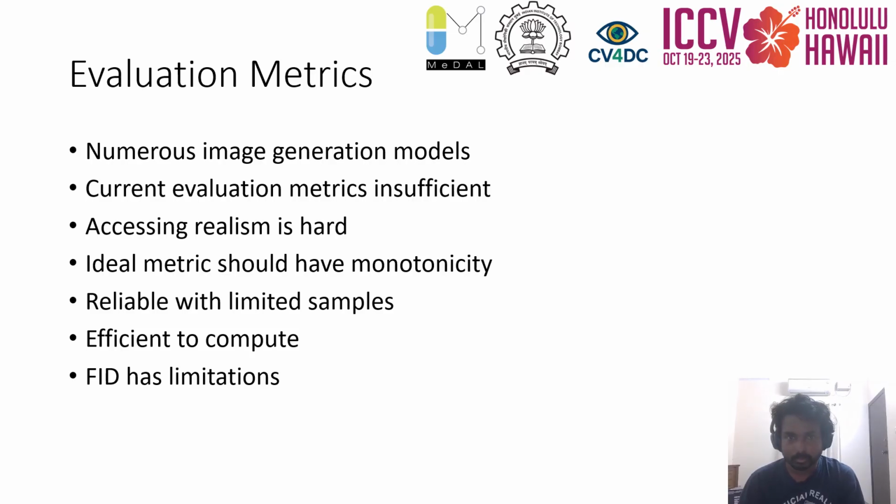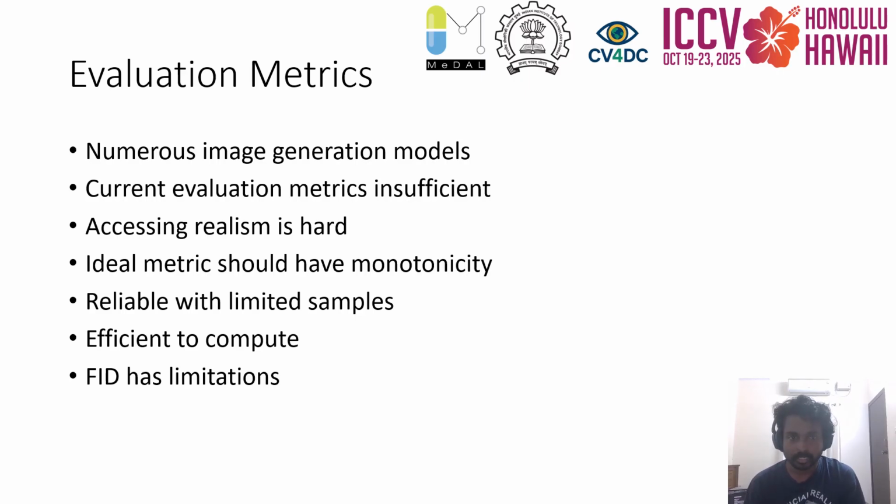There are numerous image generation models that are coming in the market today, but the evaluation metrics for these models are currently inefficient, because assessing the realism of generated images is a very subjective and hard job. An ideal metric should have monotonicity with increasing levels of image degradation. It should be very reliable, as in it should give a reliable value for the metric with a very limited number of samples, and the computation should be very efficient.